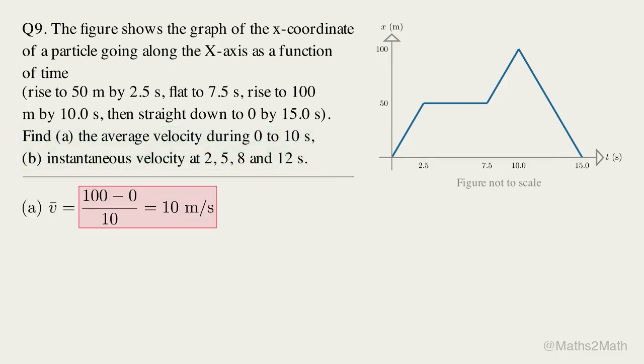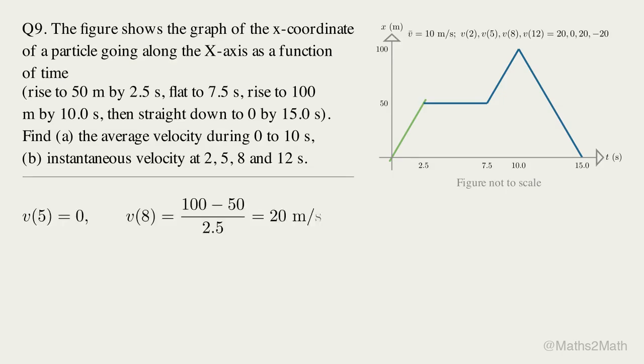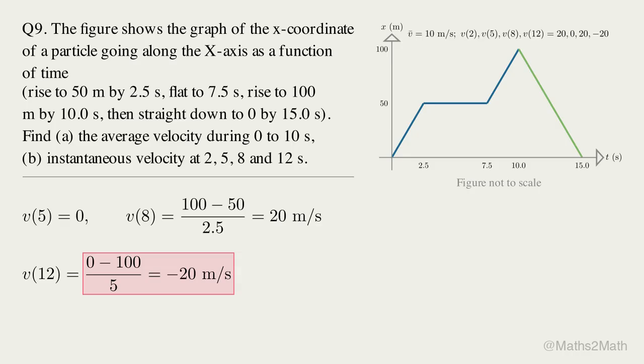From 0 to 10 seconds, x goes from 0 to 100 meters. Average velocity 10 meters per second. At 2 seconds, we are on the first rise. Slope 50 over 2.5, which is 20 meters per second. At 5 seconds, the graph is flat, velocity 0. At 8 seconds on the second rise, 50 meters gained in 2.5 seconds, 20 again. At 12 seconds, we are on the descent. 100 meters lost over 5 seconds, minus 20 meters per second.